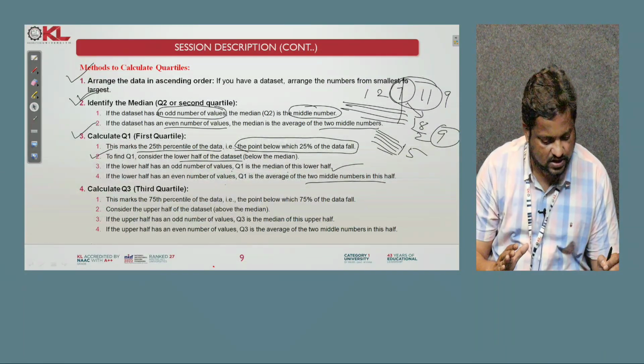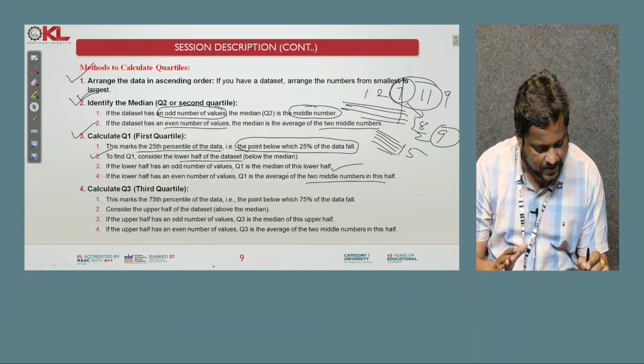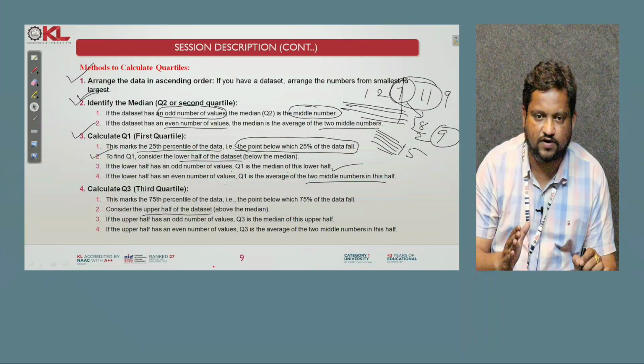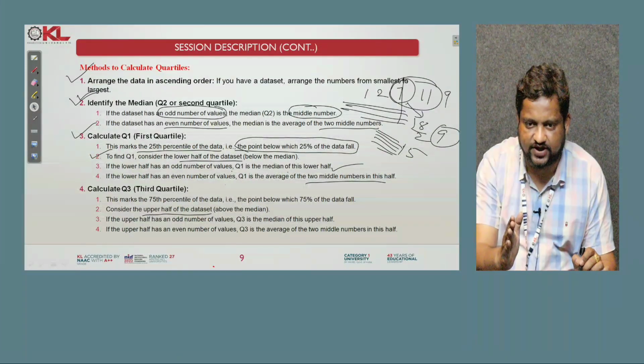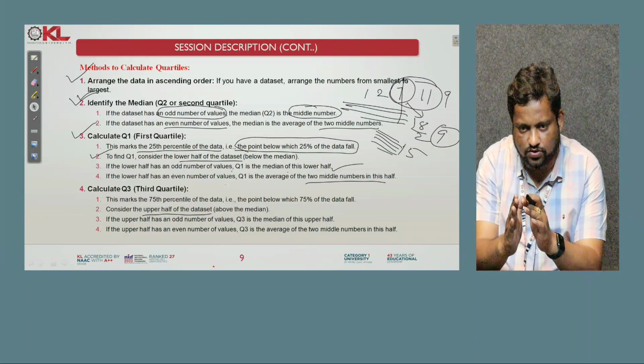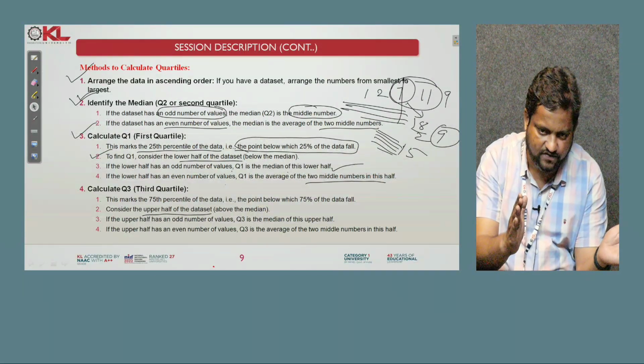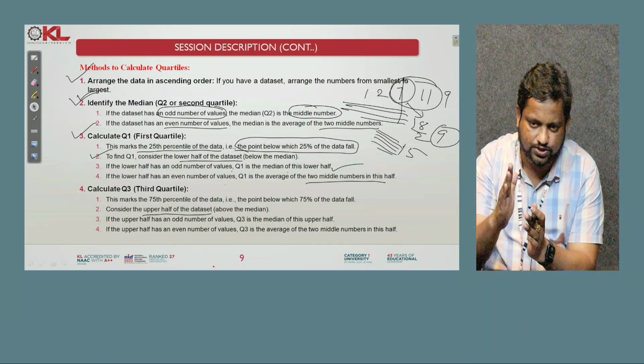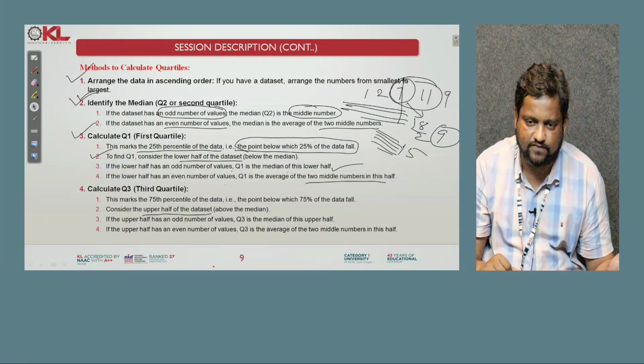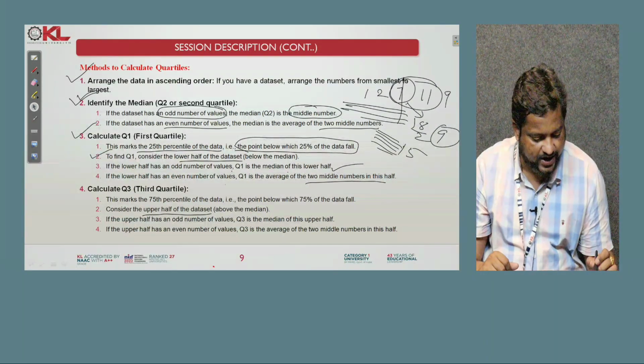You just take the upper half of the data set. The data set is divided by the median, and when we calculate Q1, we come to the left half. When we calculate Q3, we go to the right half. In the right half, the same procedure applies.